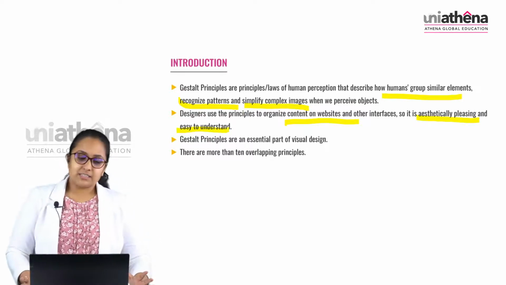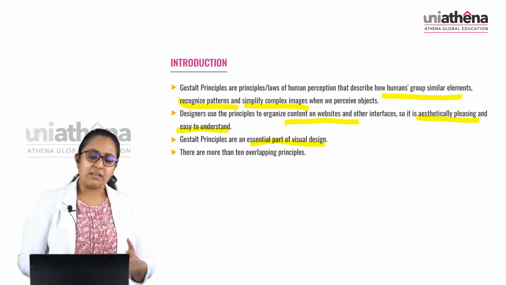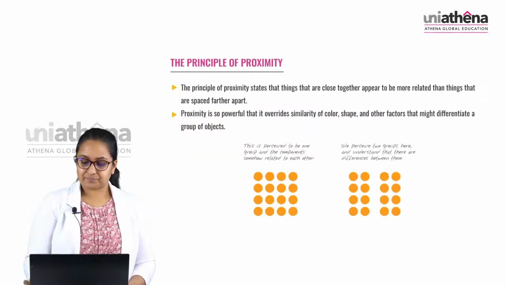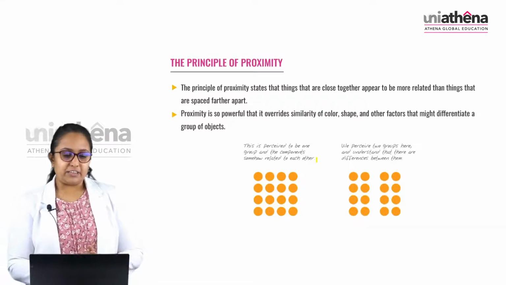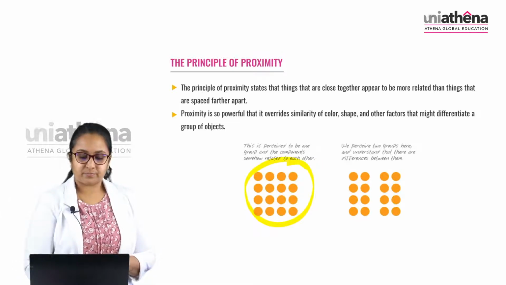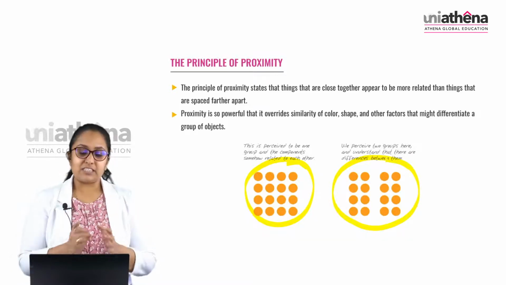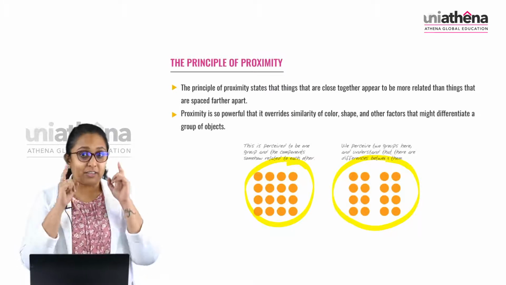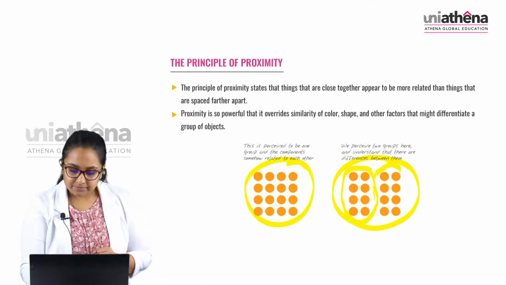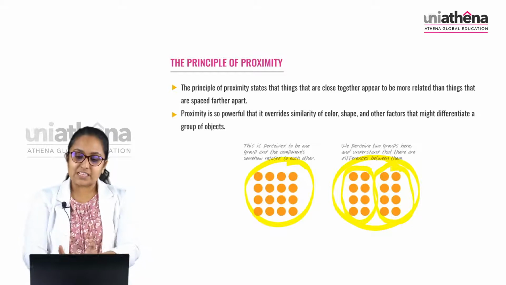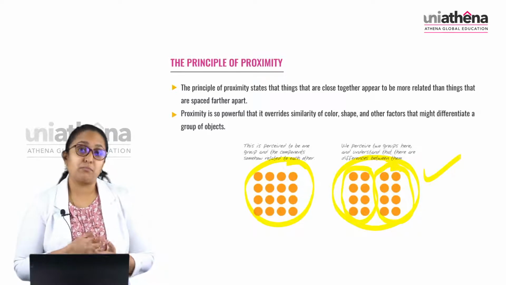Now, the Gestalt principles are basically an essential part of visual design, and there are more than 10 overlapping principles. So, we have the principle of proximity here. First one, so you can see this figure here, it is all the same, okay, and you see this one, this is also the same. But when we look at the figure, as far as the human eye takes us, we will try to group this into one group and we will try to group this into the other. So, basically we are seeing this image here as two groups. Okay. So, this is how the principle of proximity works.